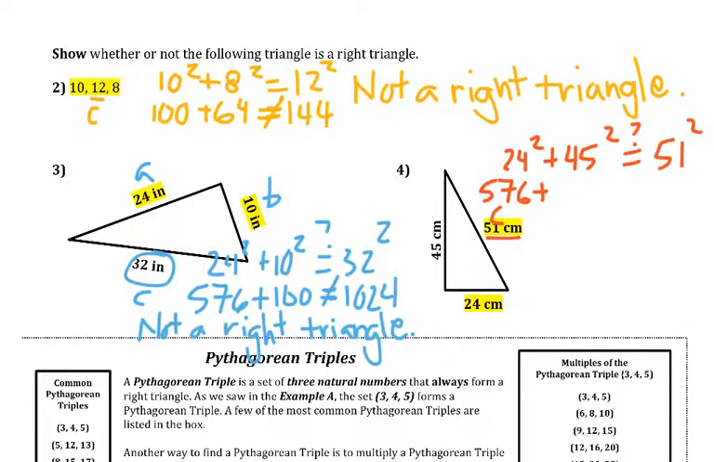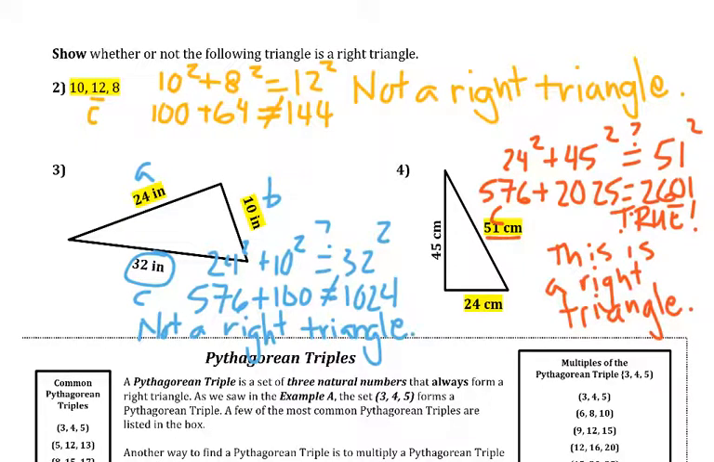45 squared, that's 2,025. And then, is that equal to 51 squared, which is, again using our calculators, 2,601. So if we add 576 to 2,025, we get 2,601. So this is true. This is true. Yay! Okay, so this is a right triangle.